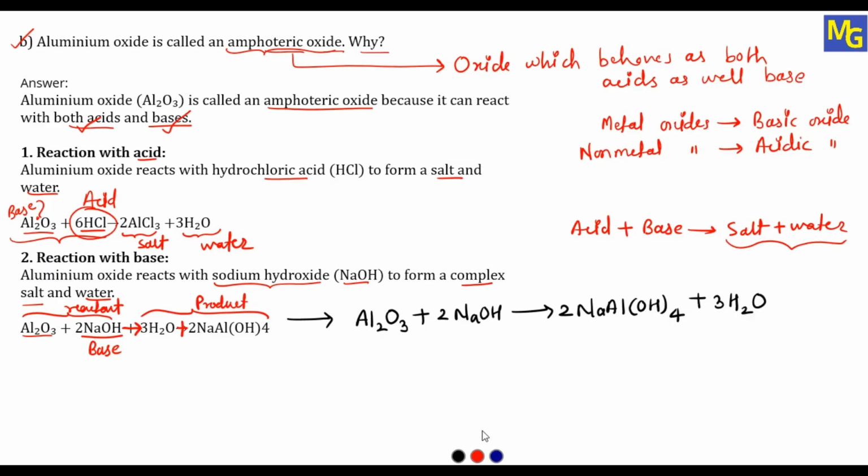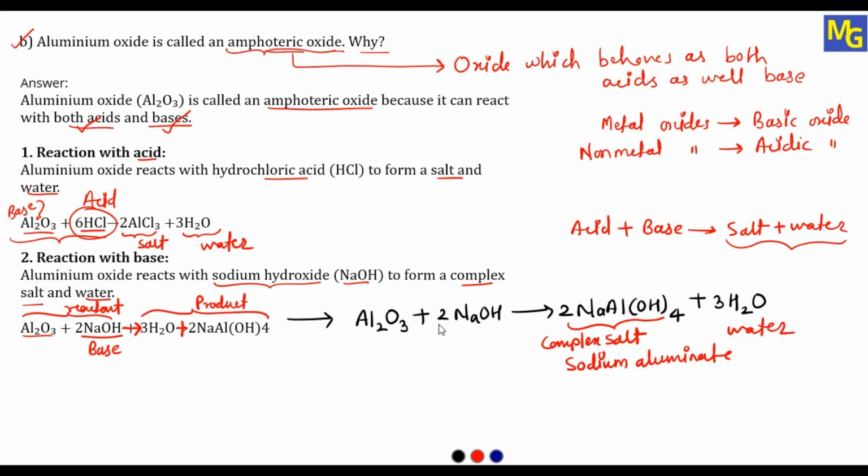So here this is called salt, and the name is sodium aluminate. It is a complex salt. So let me write it here: complex salt. And what about this? This is the water. So we are getting salt and water.